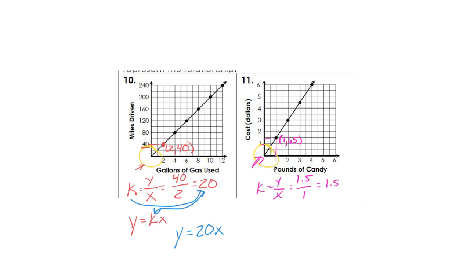I know the equation is going to be in the formula y equals k times x. K, I said, was 1.5, so y equals 1.5x.